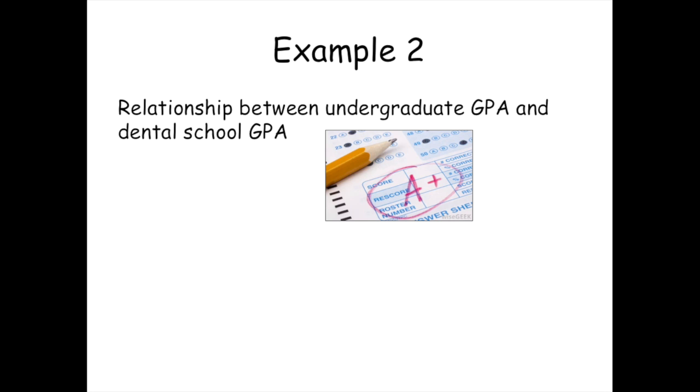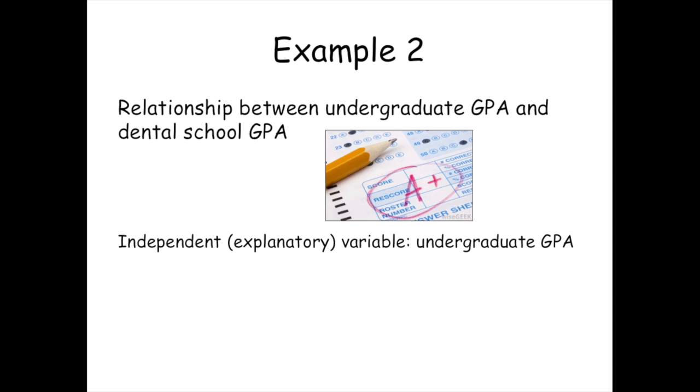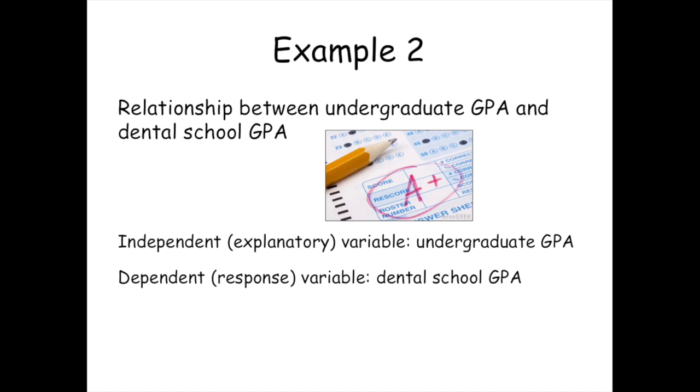Let's look at another example. A researcher wants to know if there is a relationship between undergraduate and dental school grade point averages. The independent or explanatory variable is undergraduate GPA, and the dependent or response variable is dental school GPA. In this case, both variables are measured.